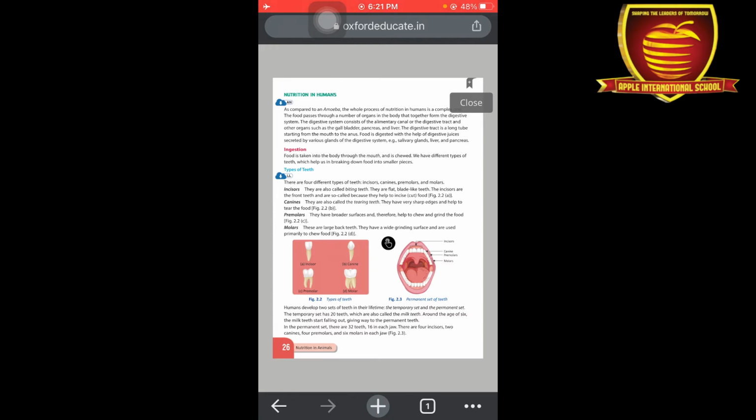Now the second one is canines. They are also called the tearing teeth.